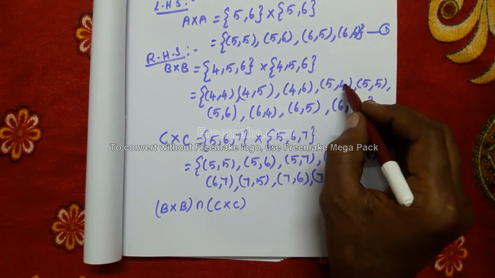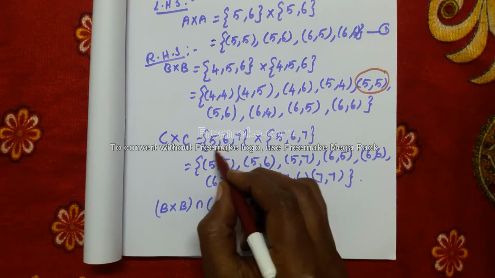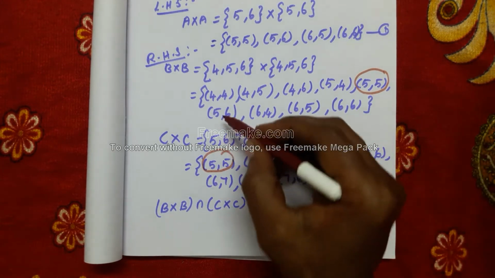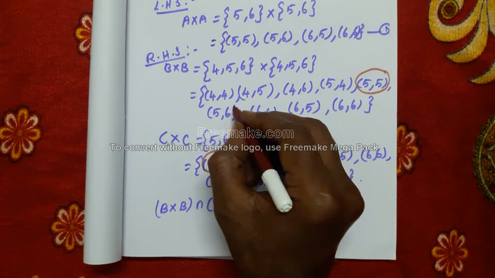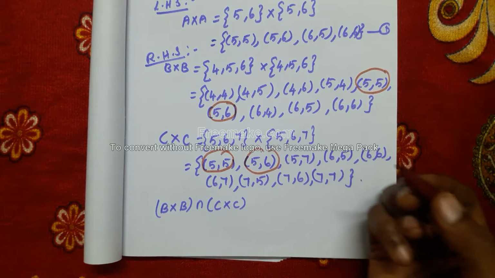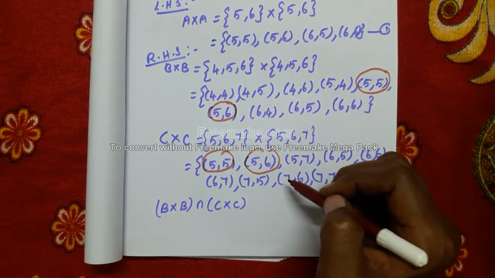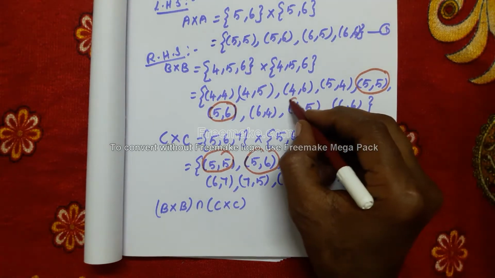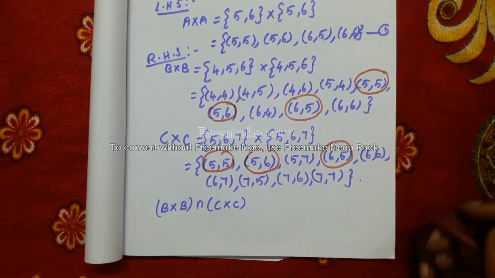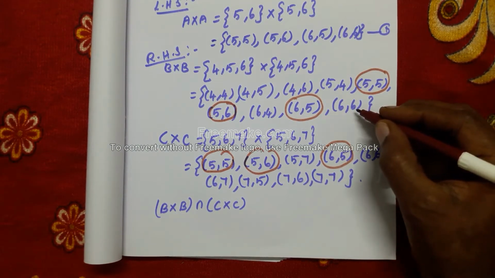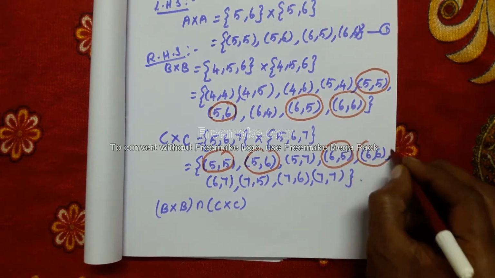Next 5 comma 4. Here having but here not having. Next 5 comma 5. Here also having. Here also having. Next 5 comma 6. Both B cross B and C cross C having. So we can circle that. Next 6 comma 4. It is in B cross B. It is not in C cross C. 6 comma 5. It is in B cross B. It is in C cross C also. Next 6 comma 6. It is in B cross B. Also in C cross C.